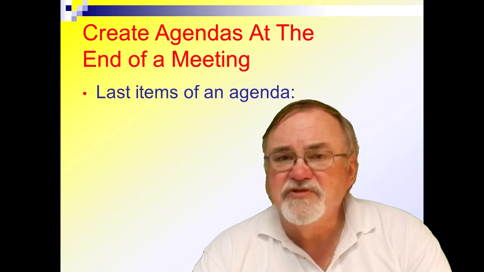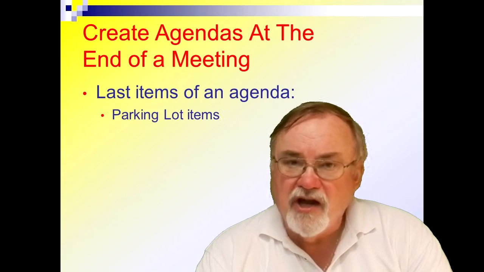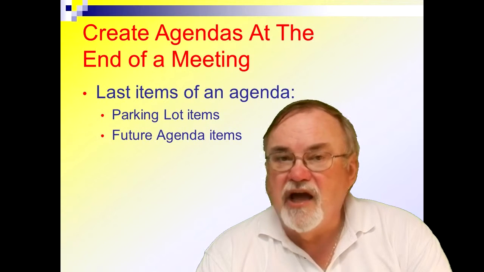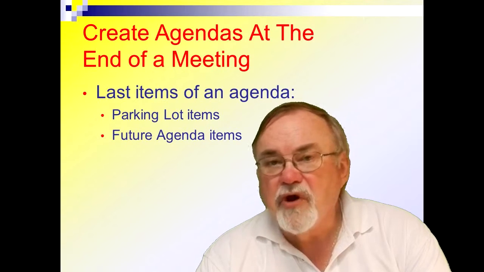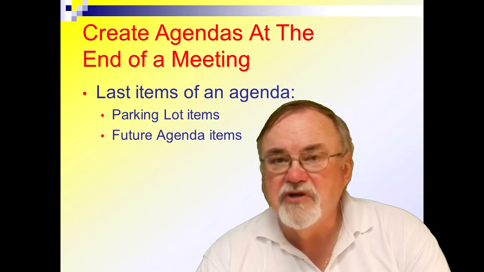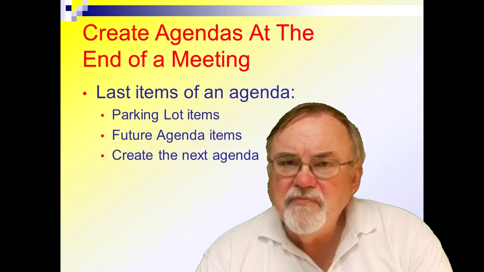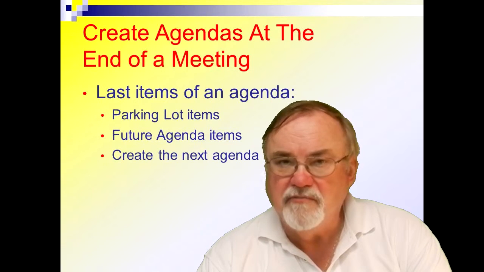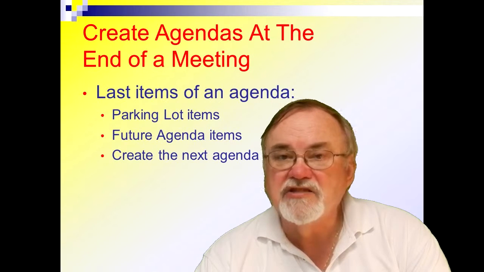Usually the last items that we see on agendas for committees that we facilitate are things like parking lot items, to discuss things that came up during the meeting, or future agenda items. These are things that we will consider at upcoming meetings. It may be follow-up to work the committee has done previously, or new things that the team's going to be looking at some point in the future. But it's important that everybody on the committee feel like they have ownership of what goes on with the team. So the last thing we do at every meeting is to develop the agenda for the next meeting.